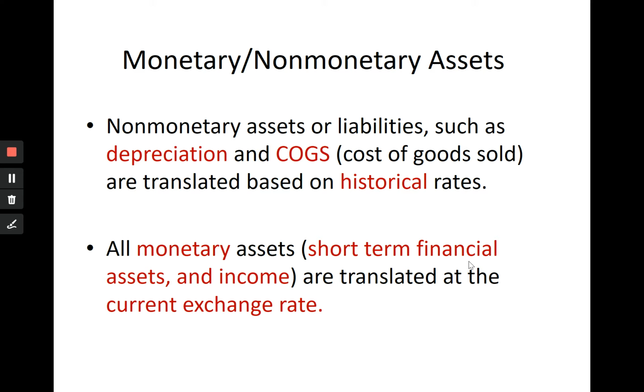Non-monetary assets or liabilities, such as depreciation. Depreciation is for a real asset and we can touch it. Cost of goods sold, COGS. These are again variable cost of metal and lumber and other inputs into production. These are translated based on historical rates. Under non-monetary and monetary method, all monetary assets are things like short-term financial assets, short-term financial income. They are translated at the current exchange rate.